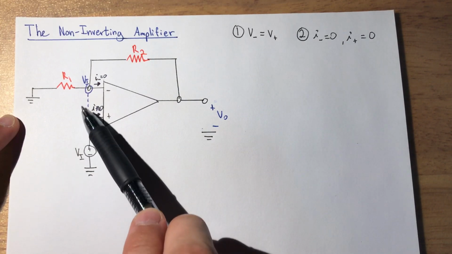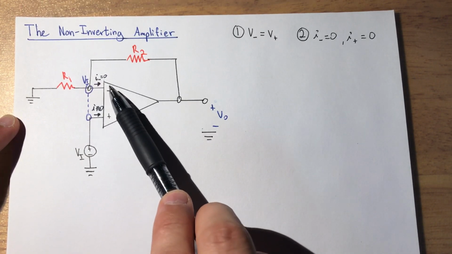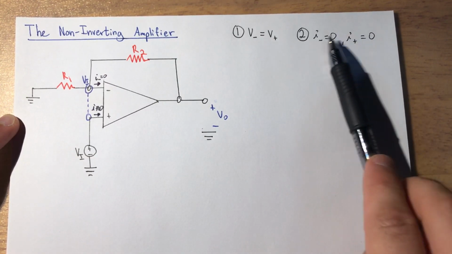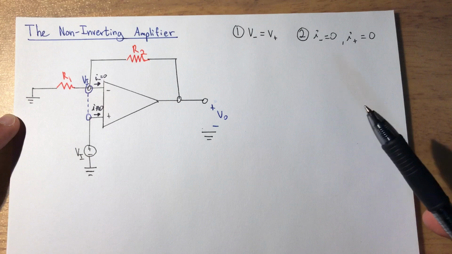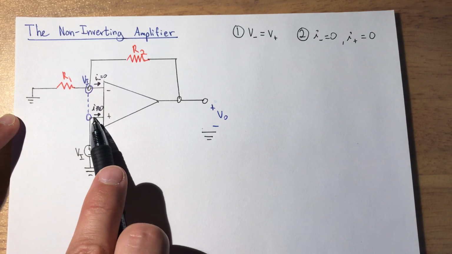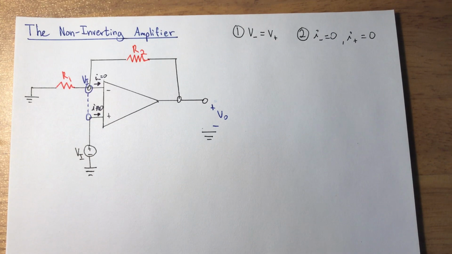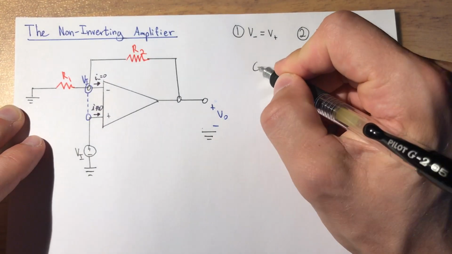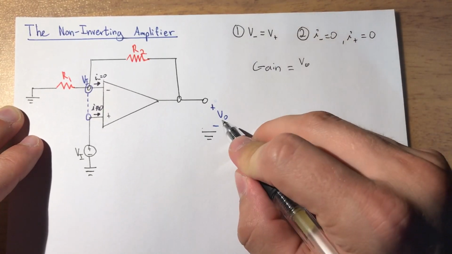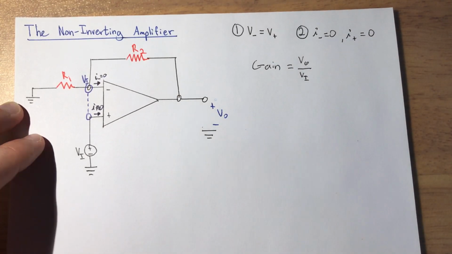Because VI is here. The other assumption is that the two currents into the inputs of the inverting side and the non-inverting side are both equal to 0. This is true for an ideal amplifier, any ideal amplifier. So the input into the inverting side is 0. The input into the non-inverting side is 0. And our goal is to find gain, which is always defined as the output voltage to the input voltage. Alright, and here's how we're going to do that.